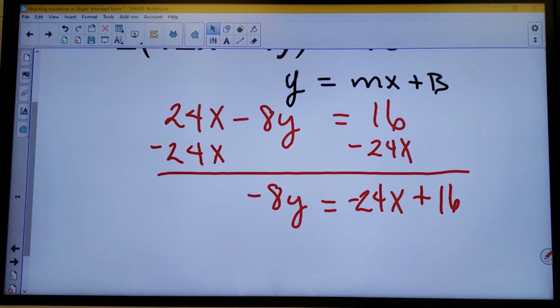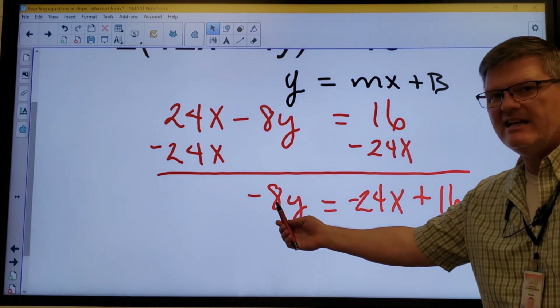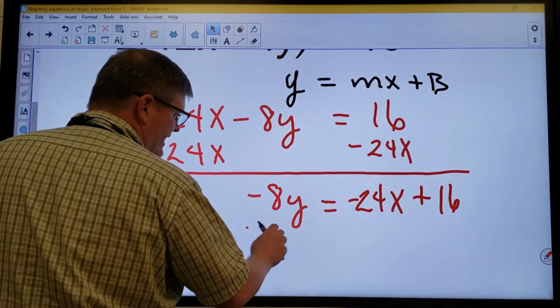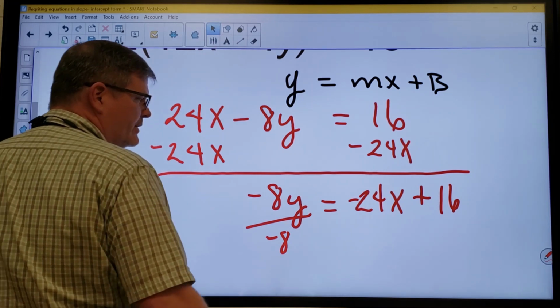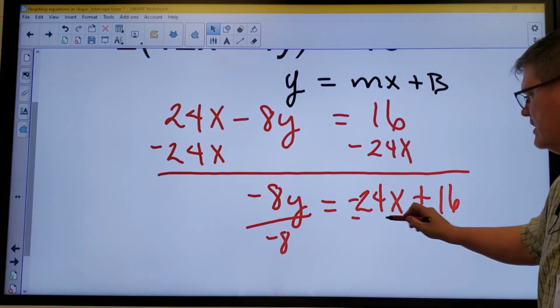Now we ask ourselves again, okay, so we're almost at y equals mx plus b, but what do we have to move? What do we have to get rid of? We can't have that negative 8 there. How is that negative 8 connected to the y? Well, it's connected by multiplication. It says negative 8 times y. So the way we get rid of that is we're going to divide this by negative 8, and then we come over here and we divide everything on this side of the problem by negative 8 as well.